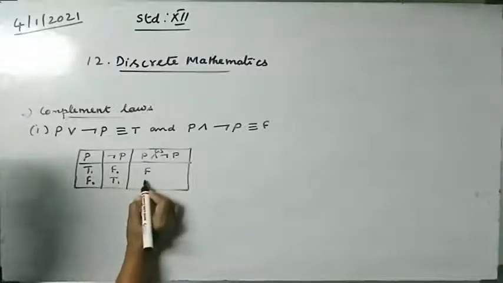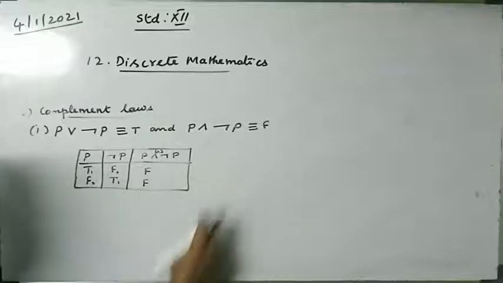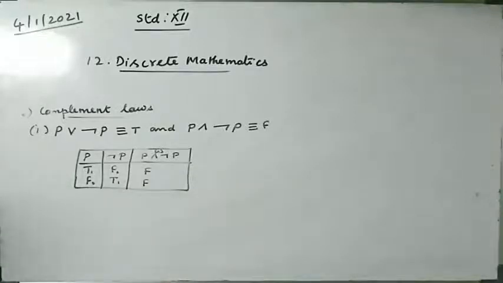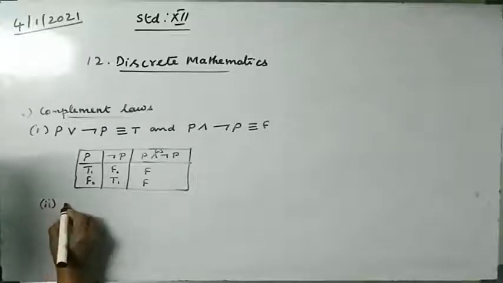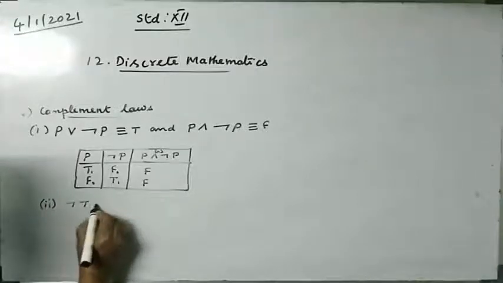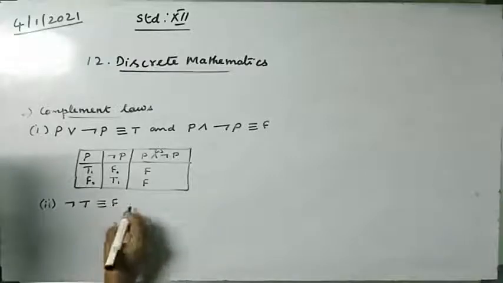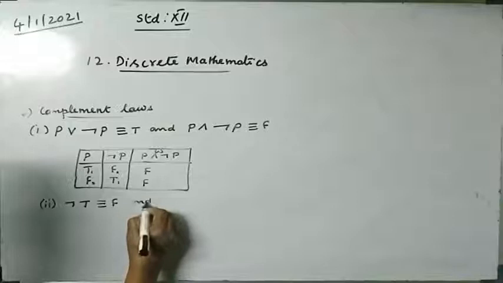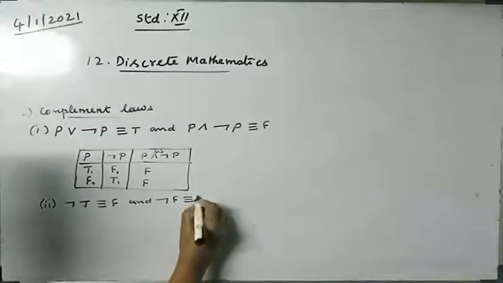0 into 1 is 0, false. So ரெண்டுமே false-ன்னு கிடைக்குது. Hence proved. So which is equal to false. அதே மாதிரி இதை எடுத்தீங்கன்னா true-ன்னு கிடைக்கும். So complement law-ல the one more law is negative of true is equivalent to false, and negative of false is equivalent to true.